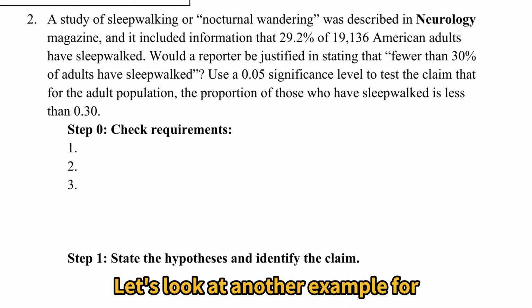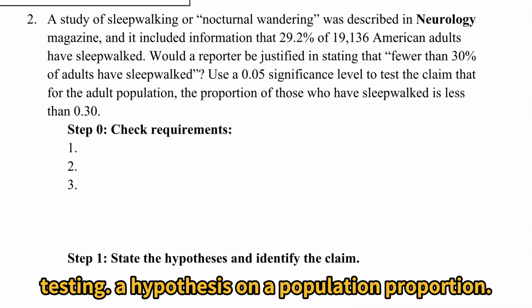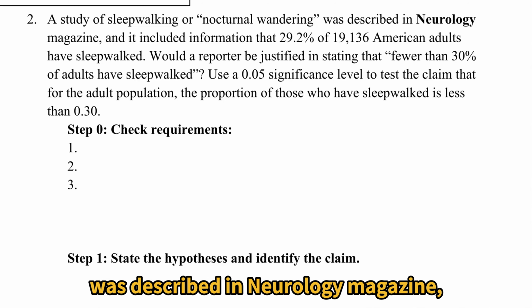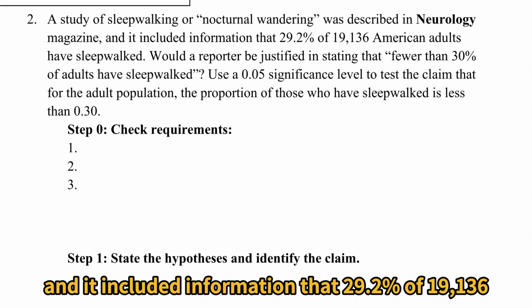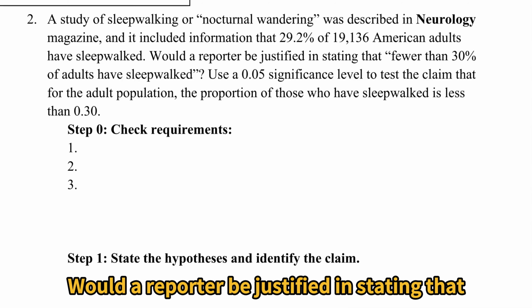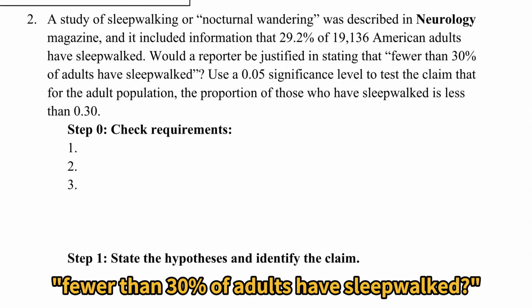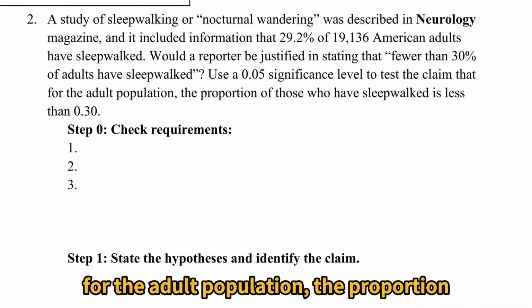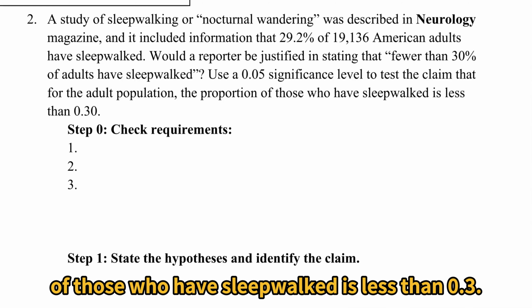Let's look at another example for testing a hypothesis on a population proportion. A study of sleepwalking, or nocturnal wandering, was described in Neurology magazine, and it included information that 29.2% of 19,136 American adults have sleepwalked. Would a reporter be justified in stating that fewer than 30% of adults have sleepwalked? Use a 0.05 significance level to test the claim that for the adult population, the proportion of those who have sleepwalked is less than 0.3.